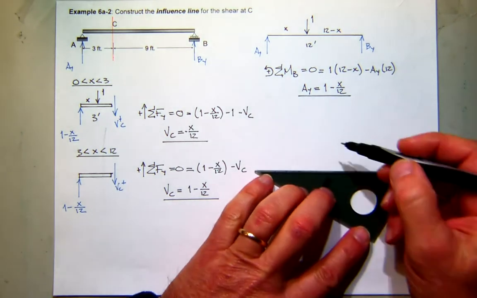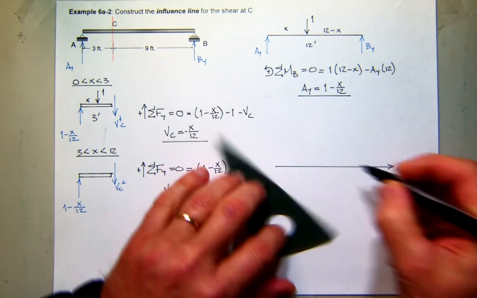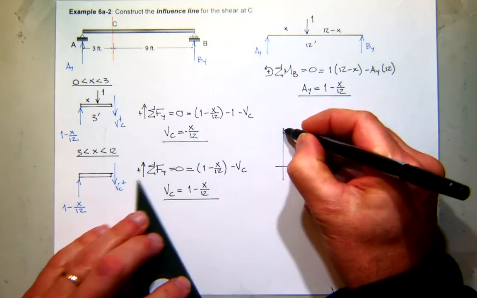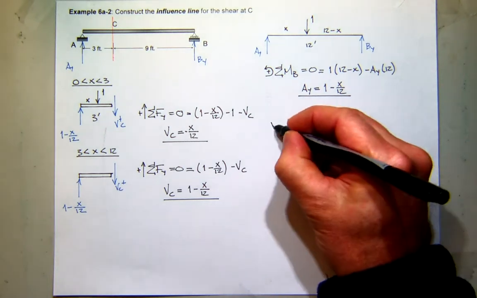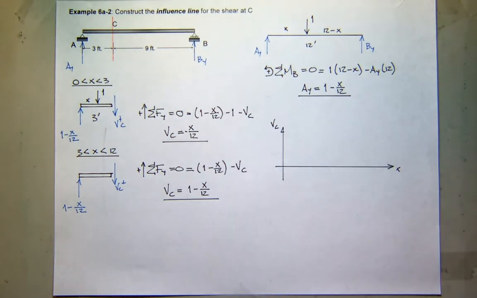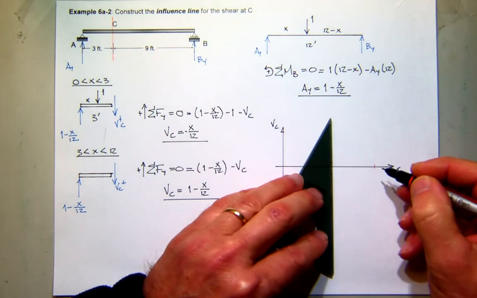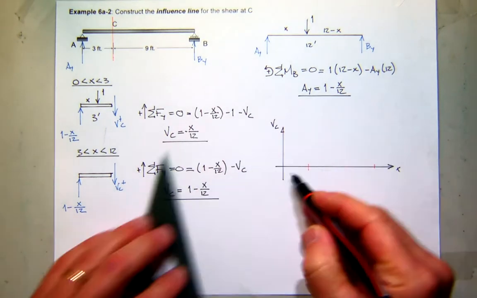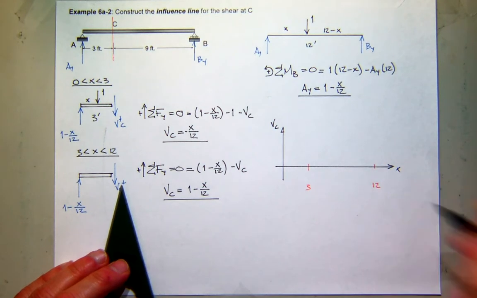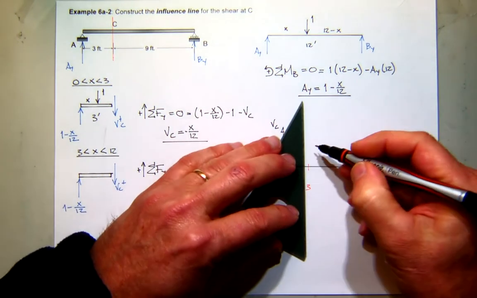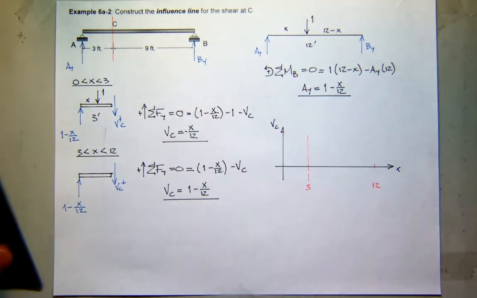So let's do that. On the abscissa is the shear at C. On the ordinate are the limits of our problem, which are 0 to 3, and then 3 to 12. And I'll put a little demarcation here because that's where the two different equations have.